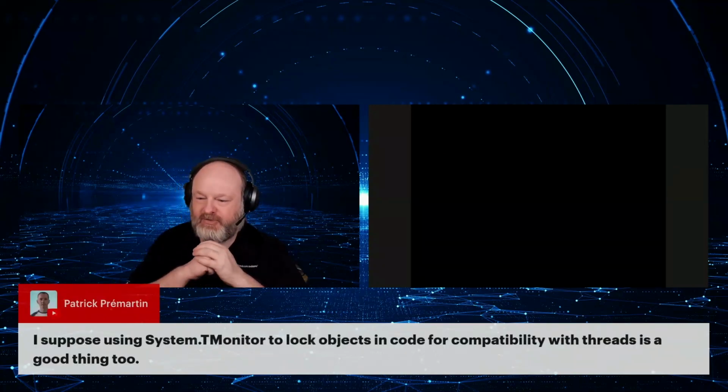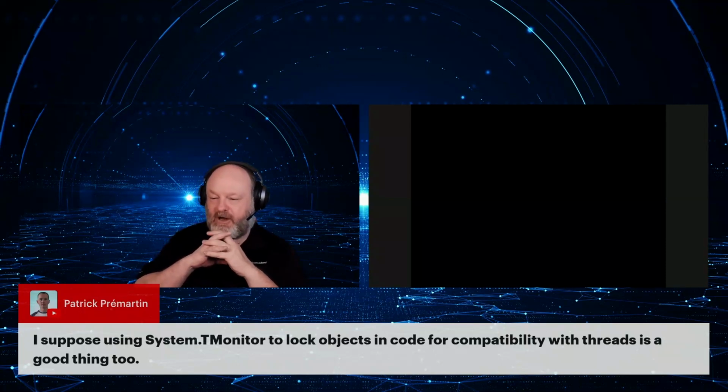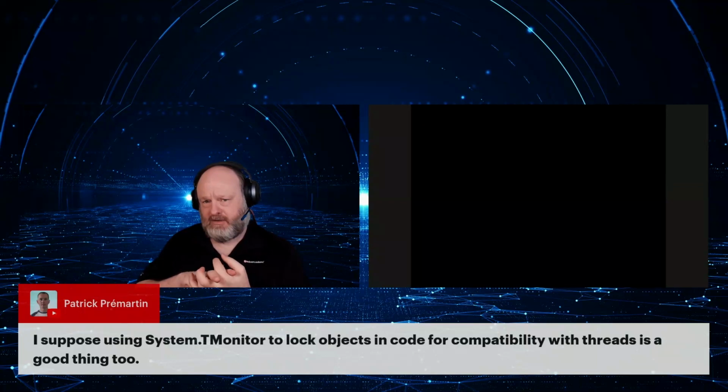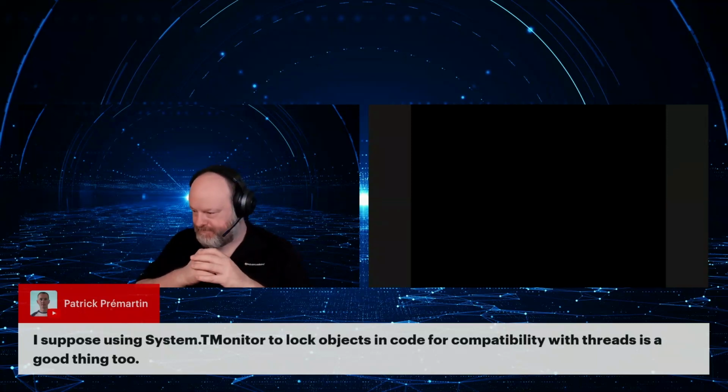Patrick saying, "I suppose using system.tmonitor to lock objects in code for compatibility with threads is a good thing too." Well, I have had very good results with tmonitor. Tmonitor is actually a feature of many languages. You have the same construct in C#. You have the same construct in C++. And also, I'm sure in other languages, especially like Java. And this is a special design. Maybe there was a paper done some years ago and everybody implemented this.